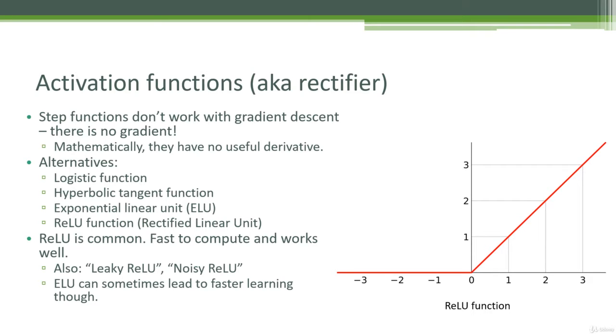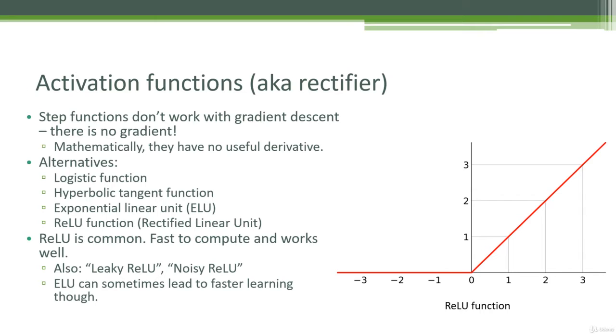Now, like we talked about way back in Lecture 1, using a step function is what people did originally, but that doesn't really work with gradient descent because there is no gradient there. If it's a step function, there is no slope. It's either on or off. It's either straight across or up and down. There's no useful derivative there at all. So that's why alternative functions work a little bit better in practice.